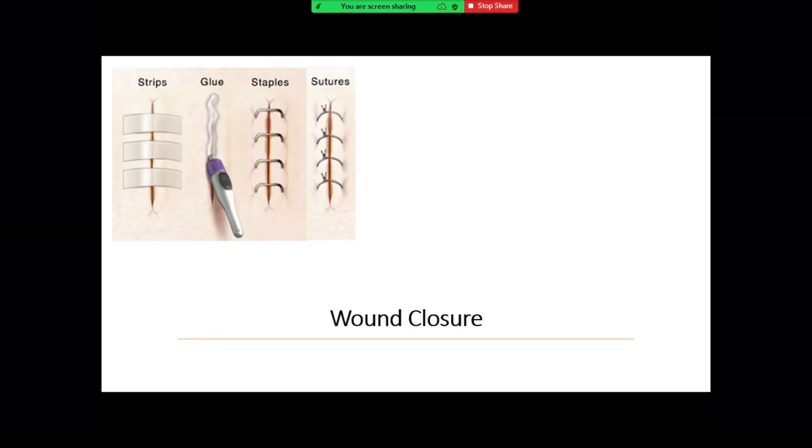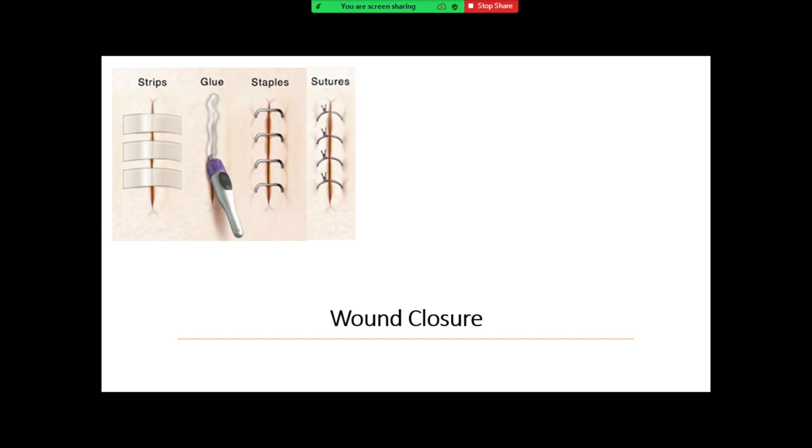How do we close them up? Well, something as simple as steri strips are just really sticky pieces of fabric, and you can place them over the wound. The whole goal is tissue approximation. Can we get the tissue to line up evenly? That's the goal here. You can do it with steri strips. There's skin glue you could use, but most traditionally in these big wounds are staples and sutures.